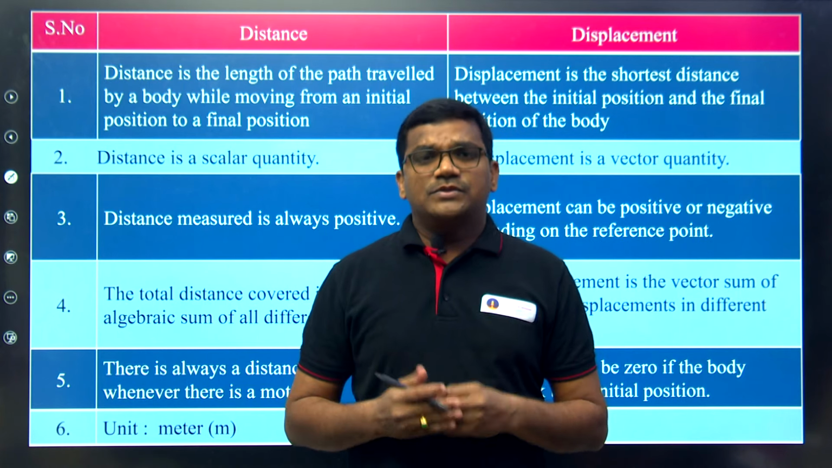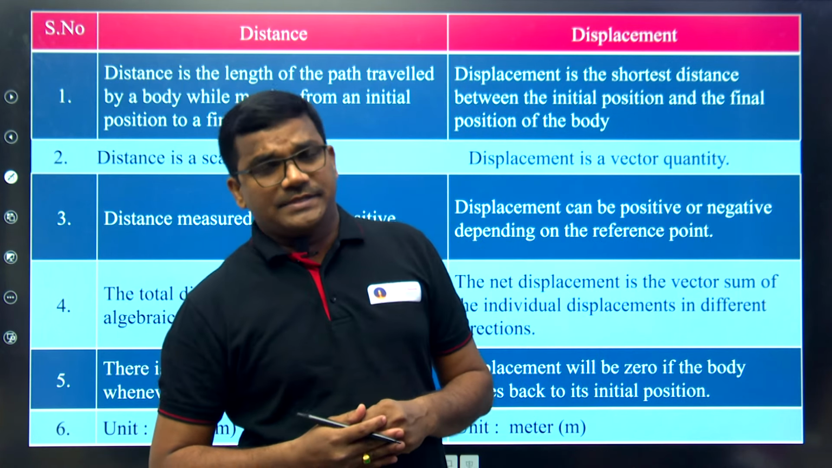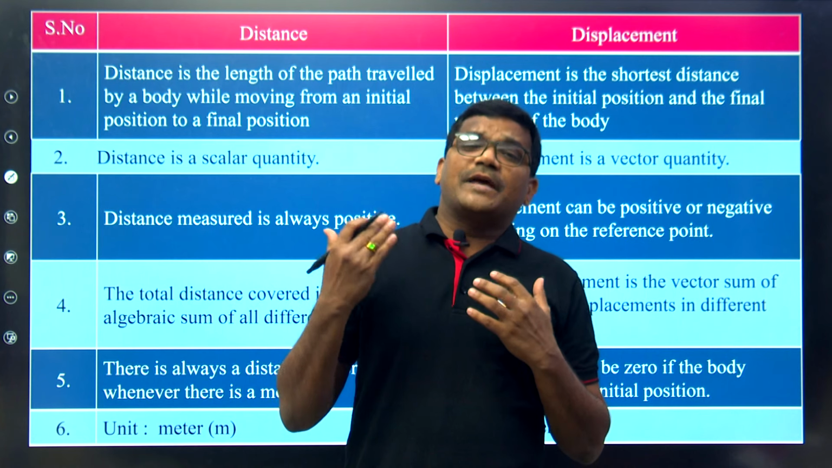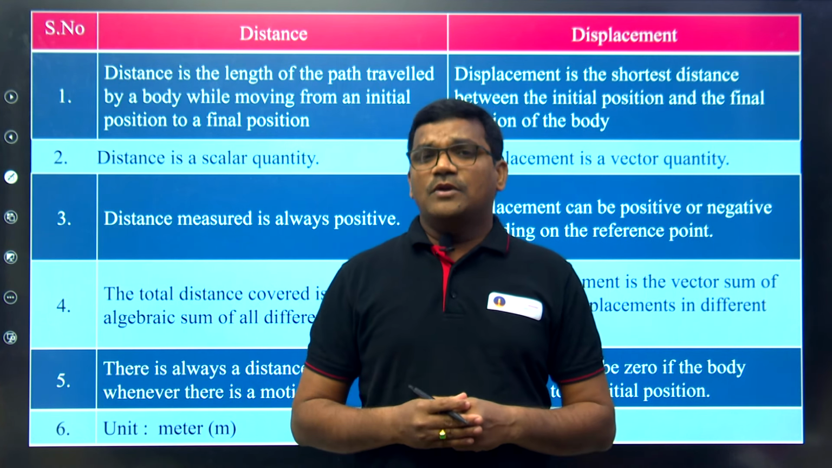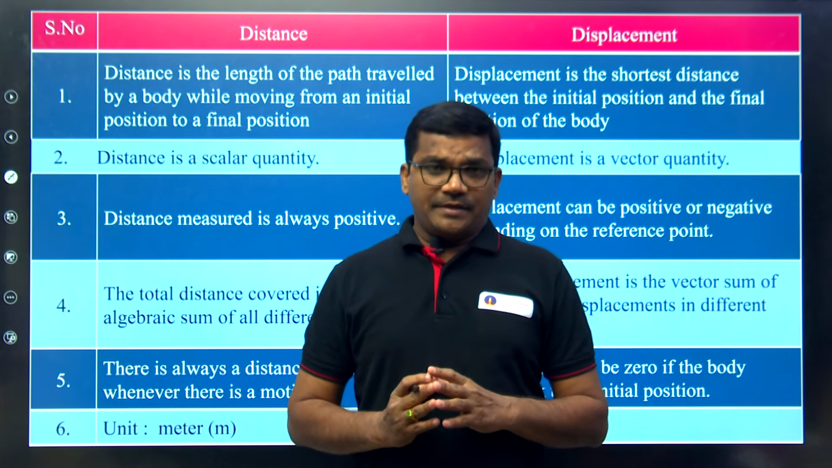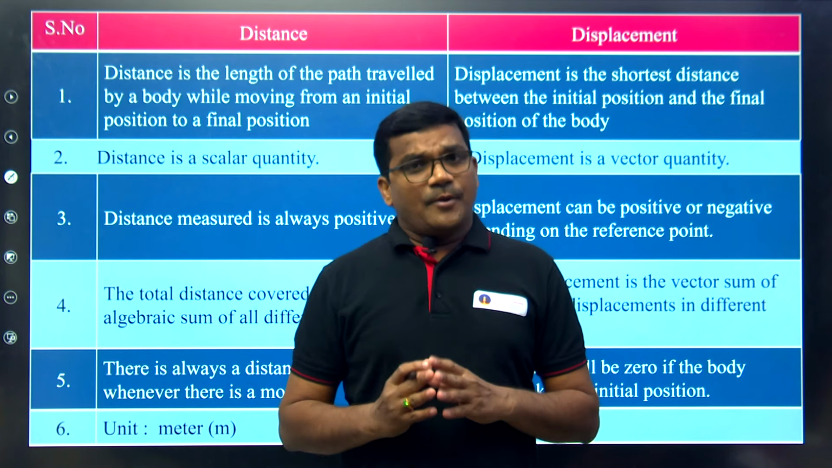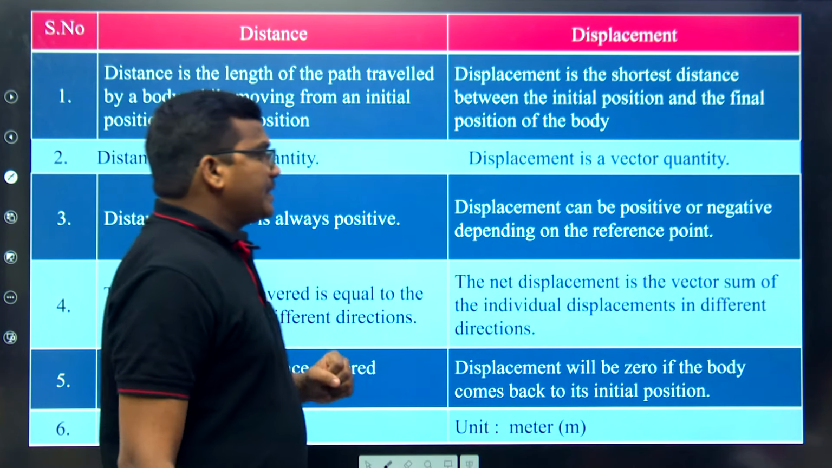Next, distance units are meters, displacement units are meters, because distance and displacement are both length only, right? So length kabatti units enti meters. Of course we sometimes use kilometers or centimeters also, but the main SI unit or MKS unit is meters.